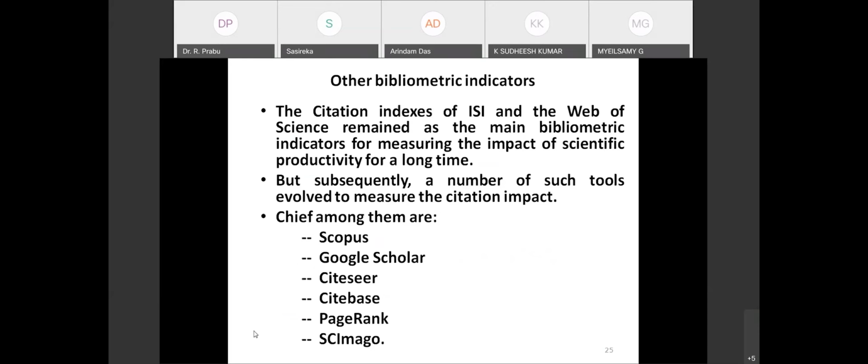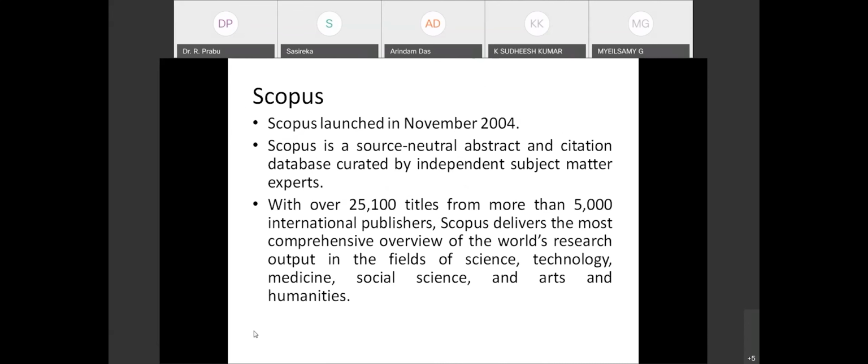So these are the other bibliometric indicators. The citation indexes of ISI and Web of Science remained the main bibliometric indicators for measuring the impact of scientific products for a long time. But subsequently, a number of such tools evolved to measure citation impact. Chief among them are Scopus, Google Scholar, CiteSeer, CiteBase, PageRank, and Scimago. So these are the databases also in the market to analyze our citation details. Another famous database is called Scopus.